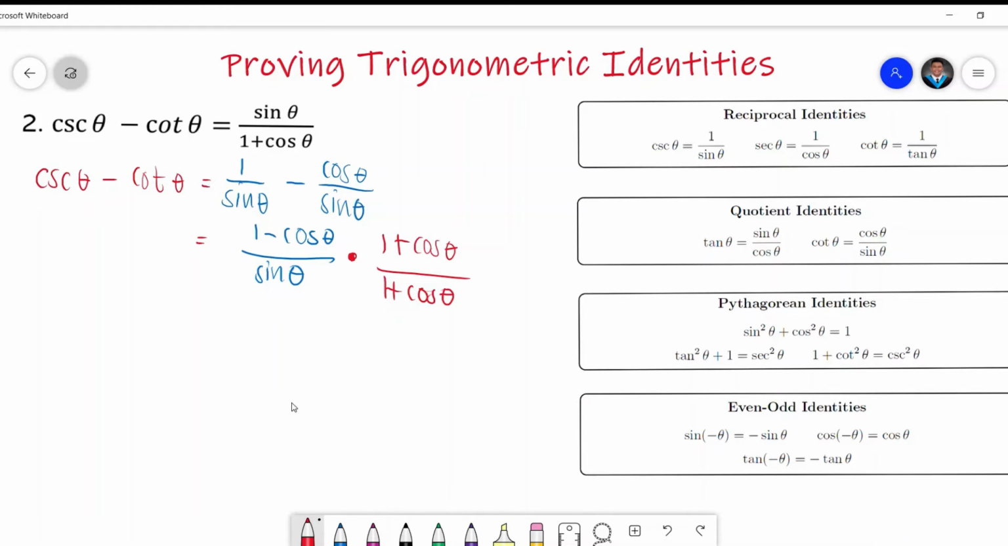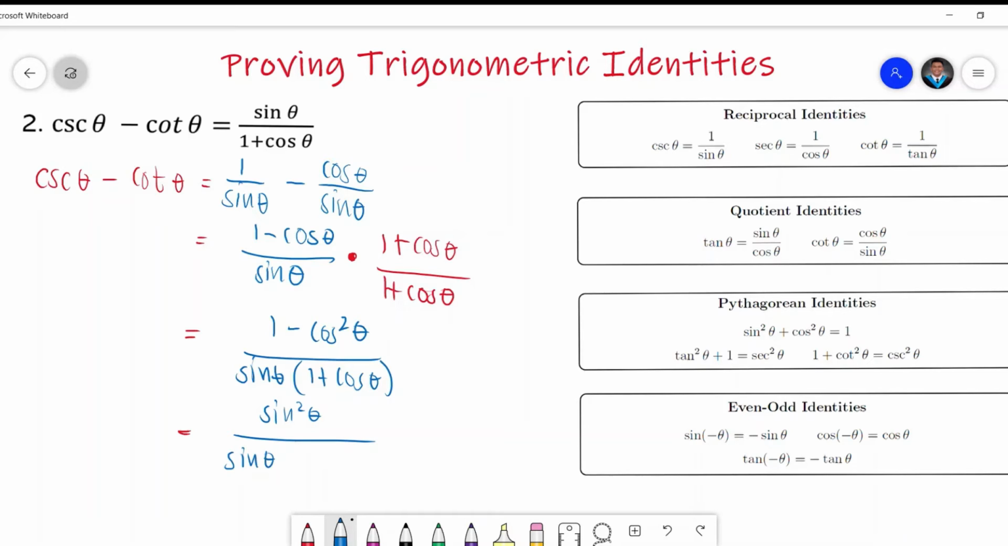Okay, now multiplying the numerators, we get 1 minus cosine square theta. Then multiplying the denominators, we get sine theta times 1 plus cosine theta. So here, we can use identities. Since 1 minus cosine square theta is equal to sine square theta, then over sine theta times 1 plus cosine theta.